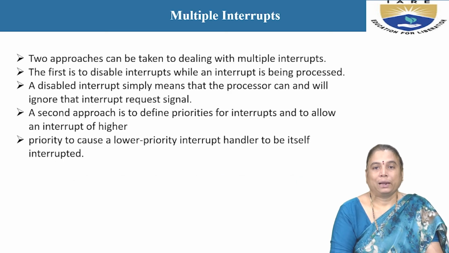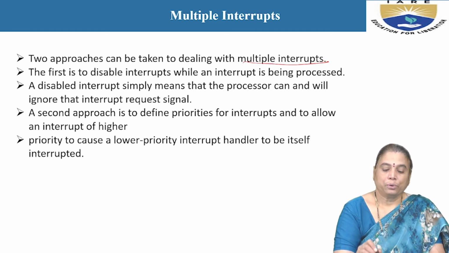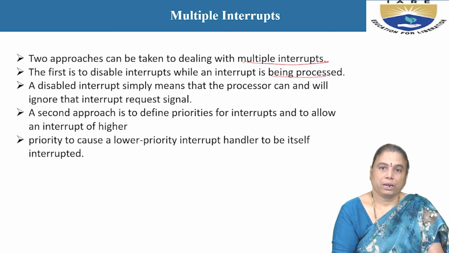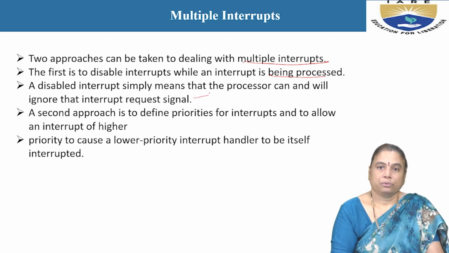In case of multiple interrupts, there are two approaches to deal with them. The first approach is to disable interrupts while an interrupt is being processed. When an ISR is executing, if an interrupt is raised, that can be disabled. A disabled interrupt simply means that the processor will ignore the interrupt request signal. So these are the maskable interrupts.